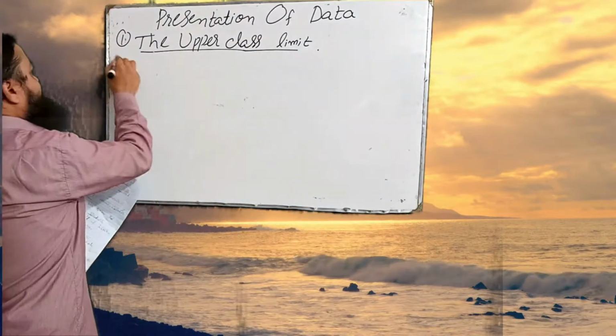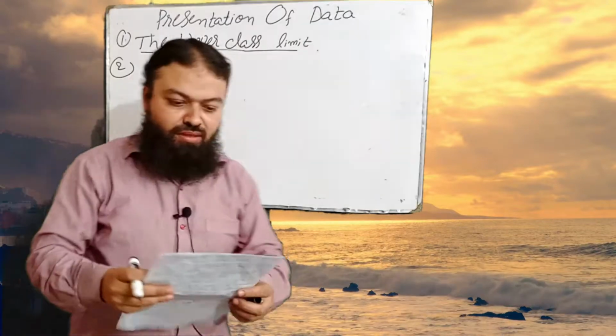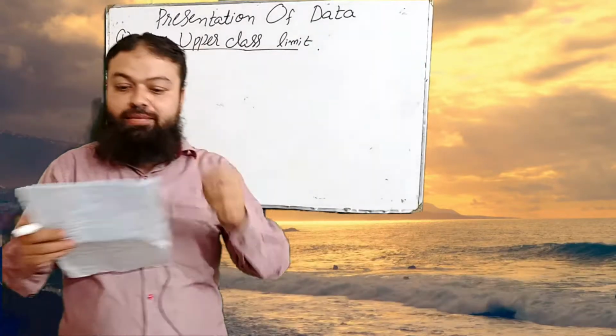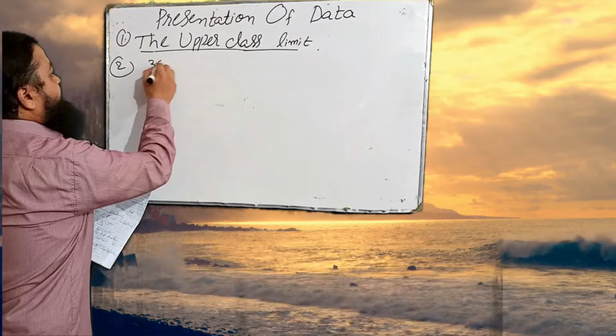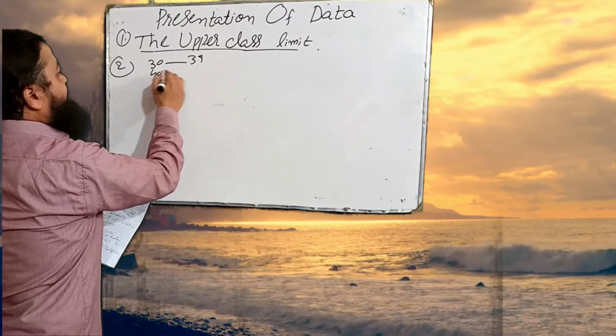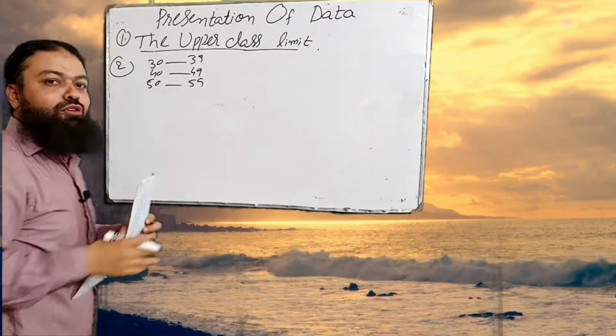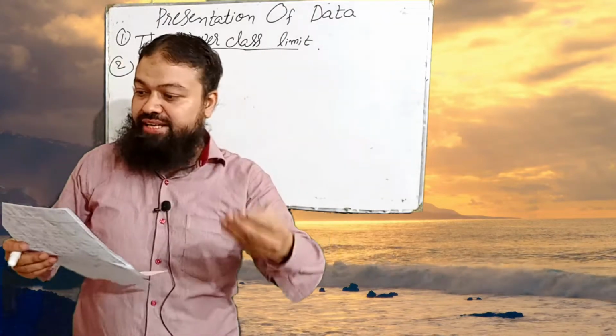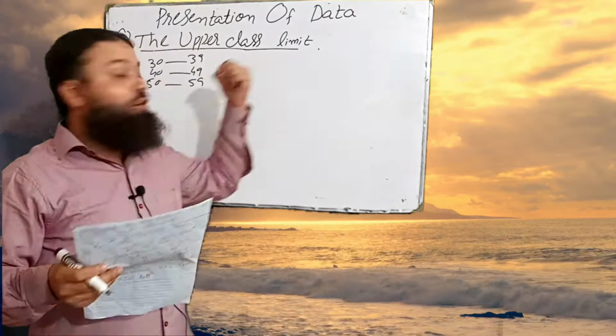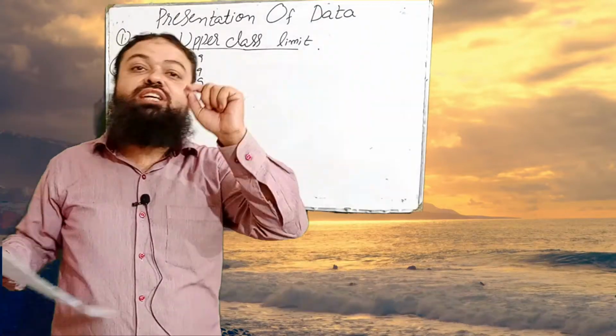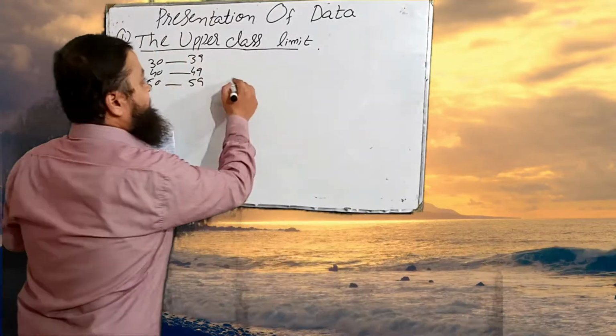Number 2, class intervals of the type, for example, 30 to 39, 40 to 49, 50 to 59. That can be for marks, for height and weight. The class intervals of this type represent inclusive type, a very important one.